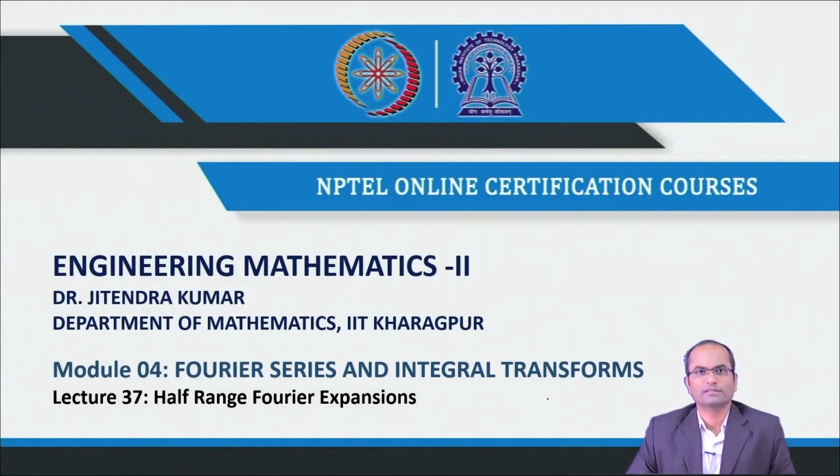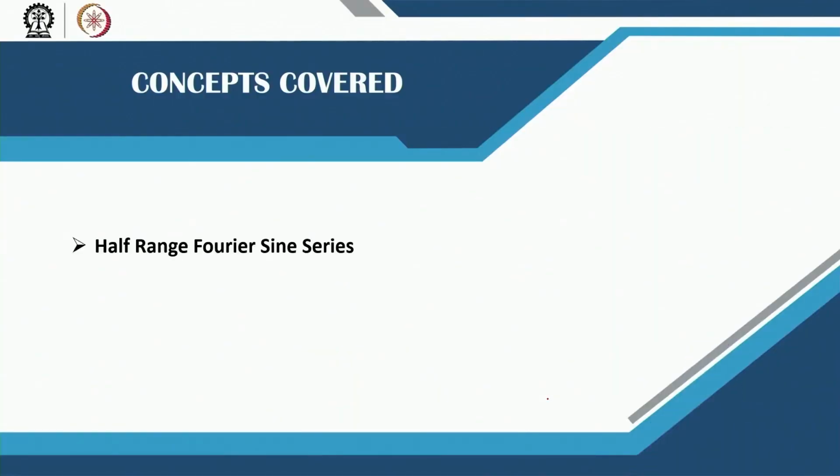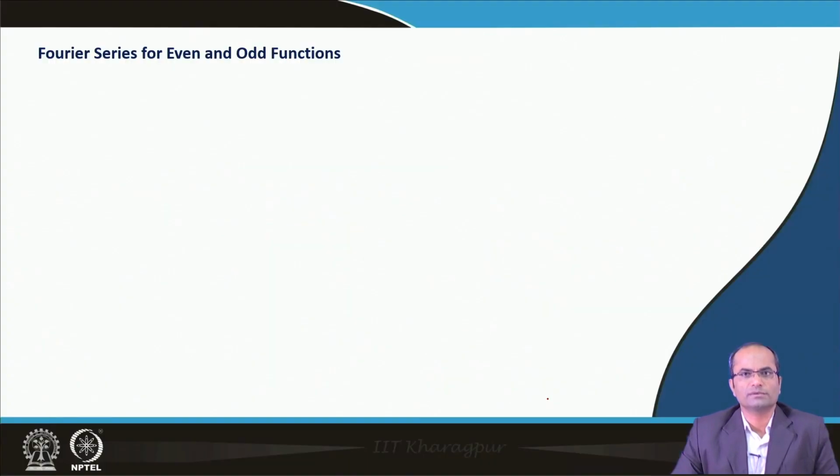So, welcome back to lectures on engineering mathematics 2, and this is lecture number 37 on half range Fourier expansions. In this lecture we will see the half range Fourier sine series expansion and also the half range Fourier cosine series expansion.